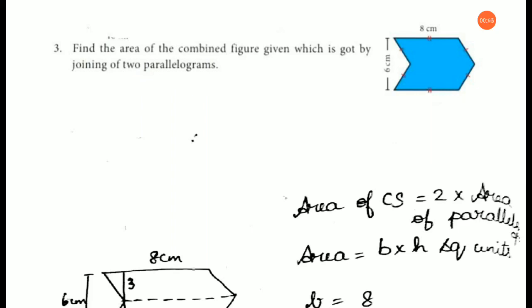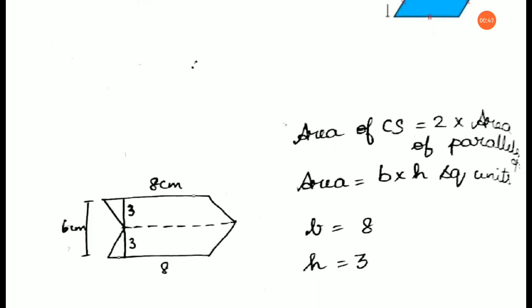So area of CS, that is combined shape, is equal to 2 into area of parallelogram. So B into H is the formula, and then B's value. What is the B's value here? The base of the parallelogram is, this is the base, it is 8. And the total height of this combined shape, they have given it as 6. So you are going to split it into two equal parts and the height of each parallelogram is 3. Shall we just apply it in the formula and find the answer? It is very simple, right?